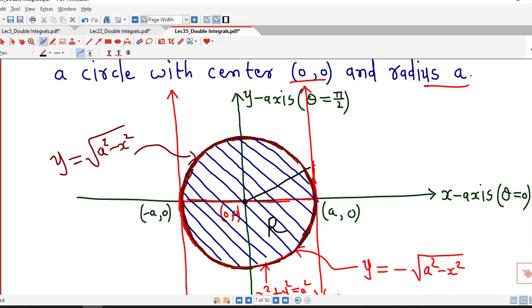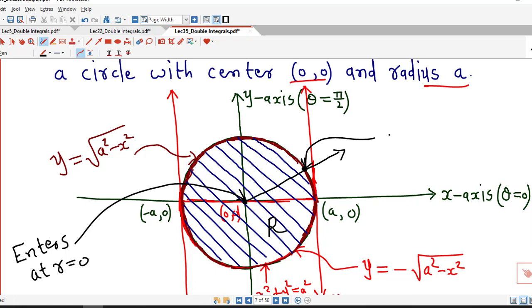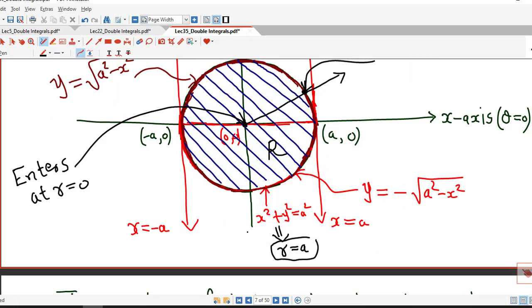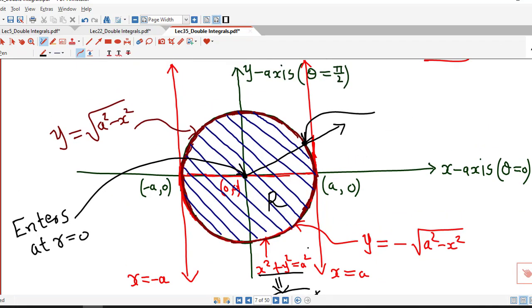So suppose we consider a ray starting from the origin and passing through the region of integration. At this point the value of r is 0, so the ray enters the region at r equal to 0. At this point the value of r is a, because this point is on the circle x square plus y square equal to a square, and the polar form of this circle is r equal to a. So here we write that it leaves at r equal to a. So the limits of polar coordinate r are from 0 to a.